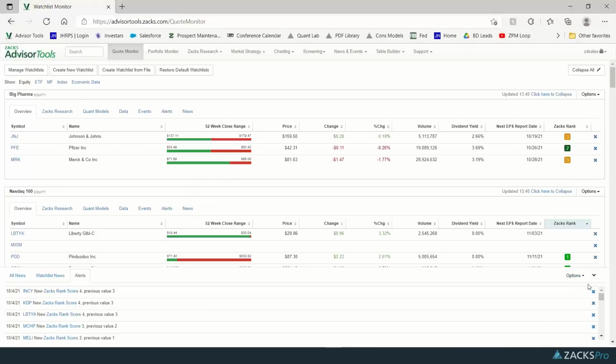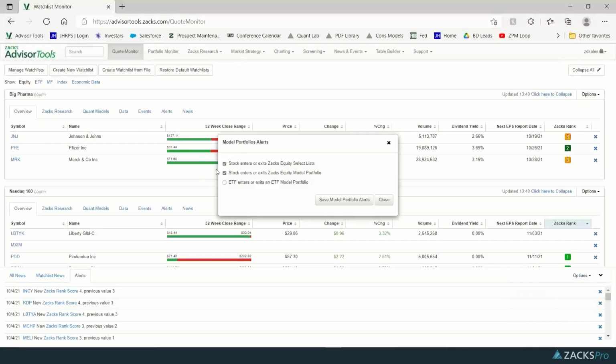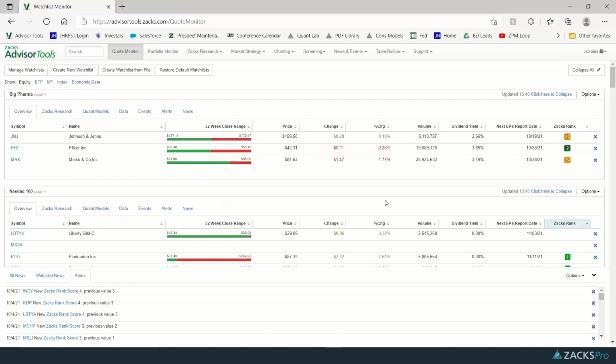And that, again, is represented right here beneath options, create, edit, model portfolio alerts, these two options. Here's your select list again. Here's your equity model portfolios. So everything is there for you. Okay.